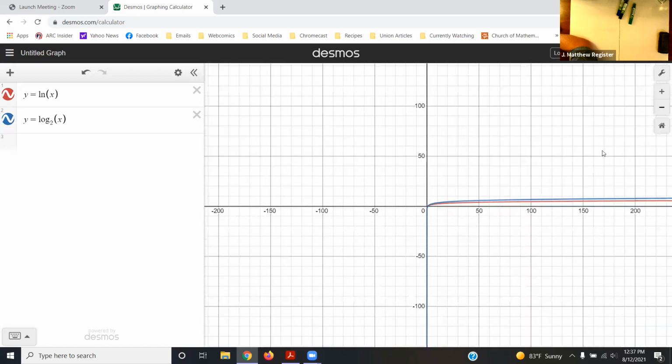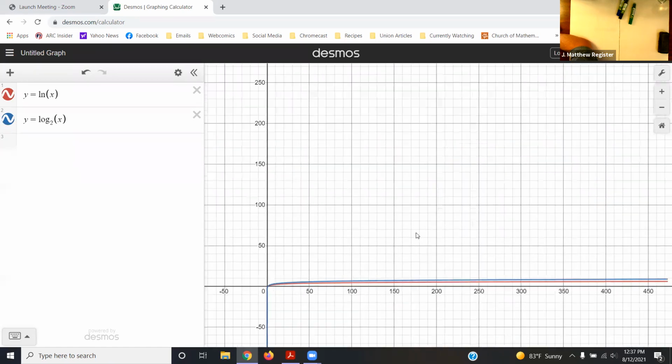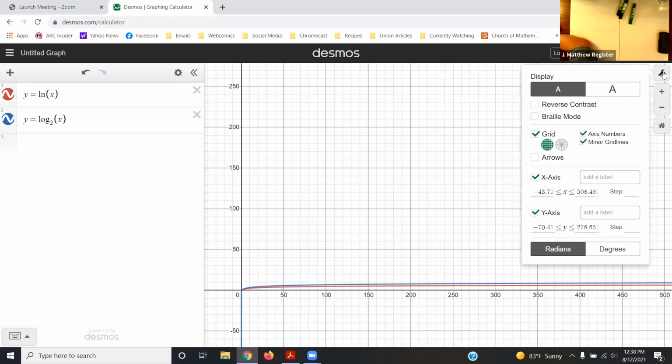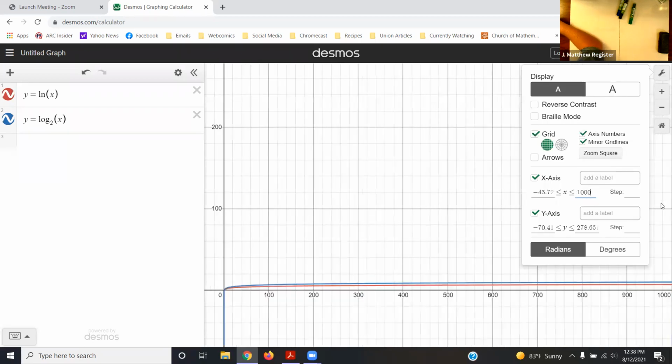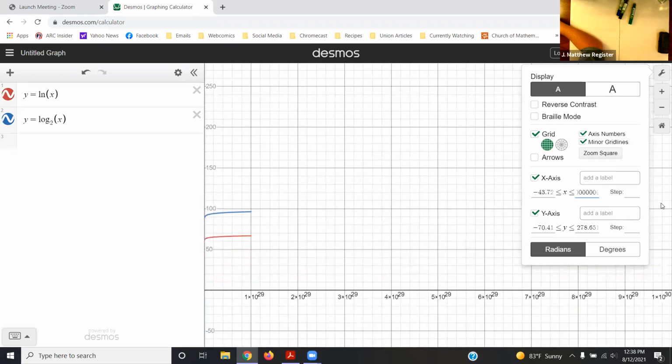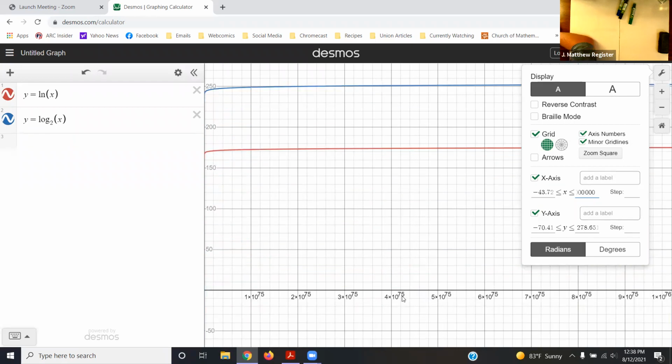If we wanted to see how long it would take, well, let's just take our x-axis and stretch it out for a bit. Here it is out to 1,000. And now let's just let it go. By the time we're around 10 to the 75th, our logarithm's finally going to hit around 250. And 10 to the 75th, that is a monumental number.